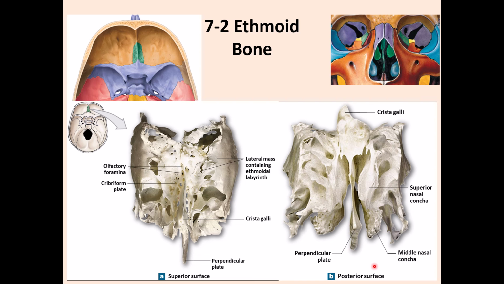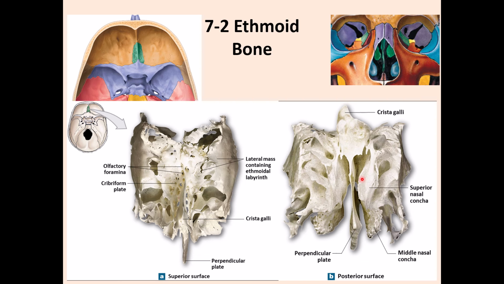If I look at the posterior view, the ones that you see are the lateral masses on the two sides, and this area makes the nasal cavity. That's why I put the nasal cavity image there. This one is the perpendicular plate, which is this. So this is part of the nasal septum, the upper part of the nasal septum. This is the lower part, the vomer. This is the upper part, which is the perpendicular plate of the ethmoid.